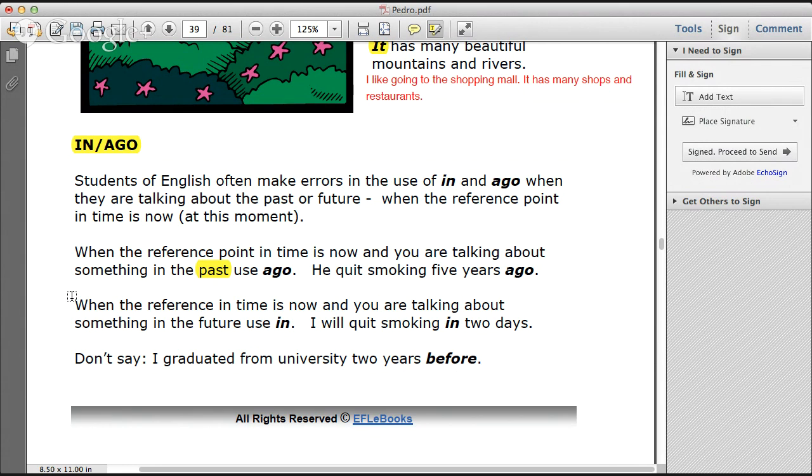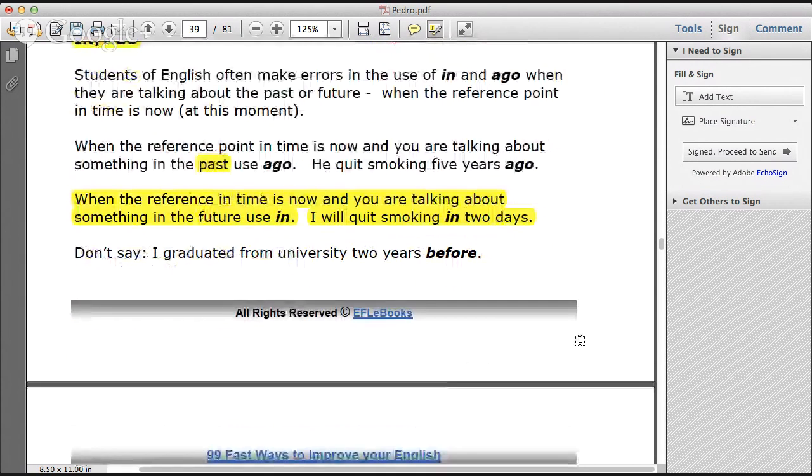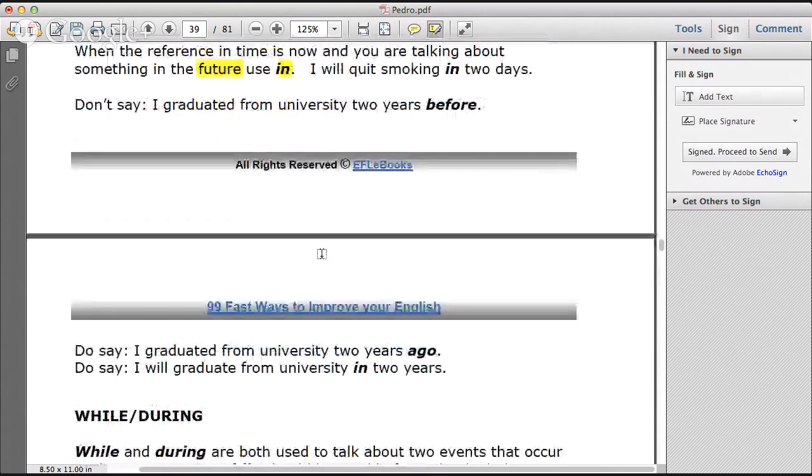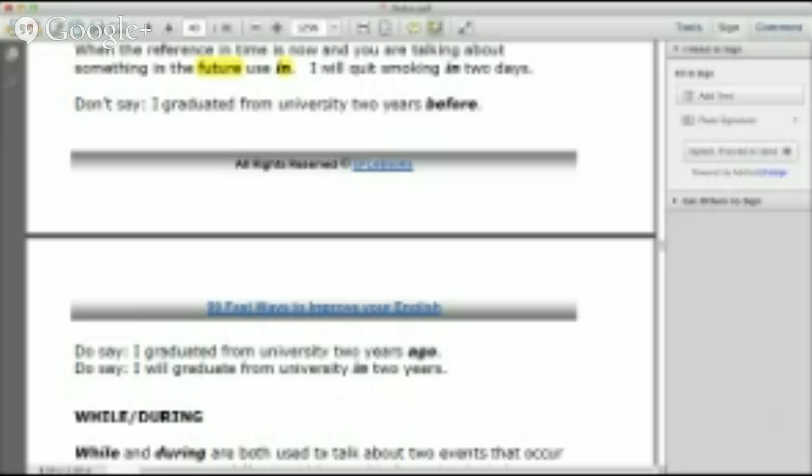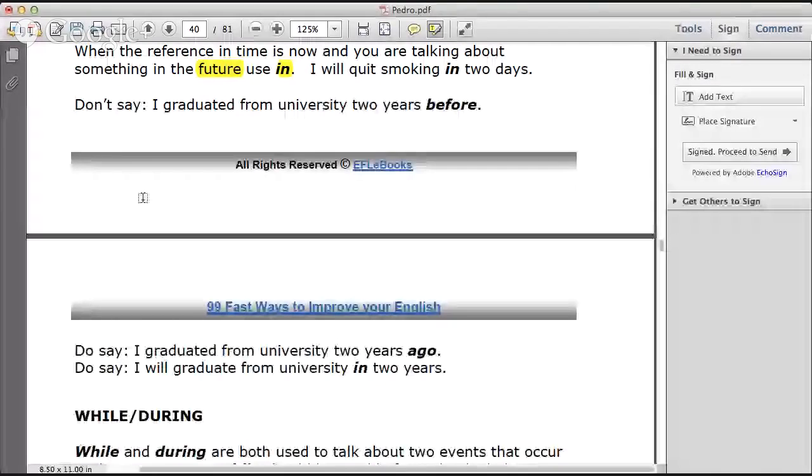Now let's take a look at our next one here. Ricardo, go ahead and read this, please. When the reference in time is not now and you are talking about something in the future, use in. I will quit smoking in 2 days. Okay. Future, future, future, we use in. All right, so let's take a look at what we do and what we don't say. This is for Javier. Let me have you read the 3 sentences here.